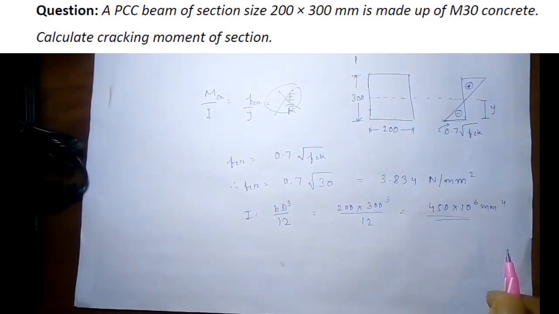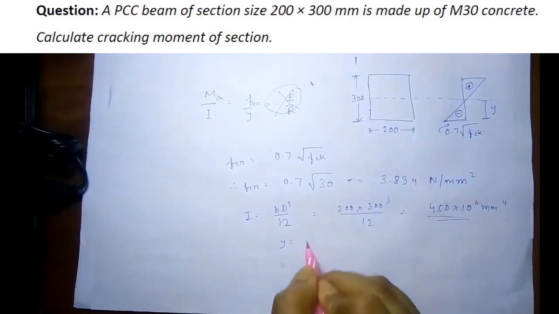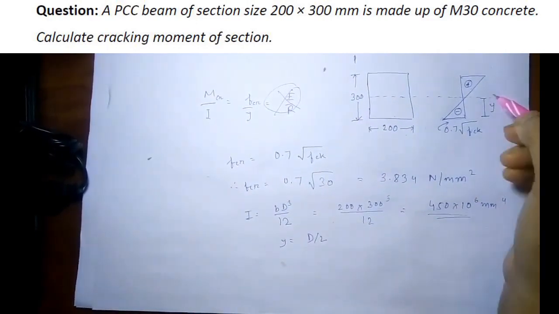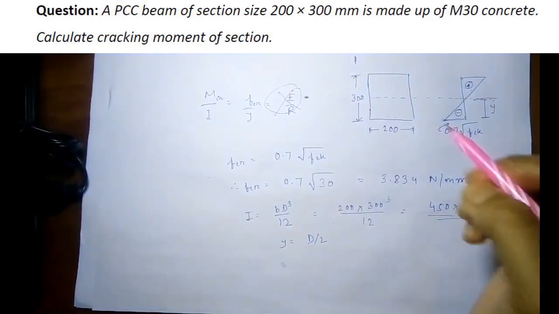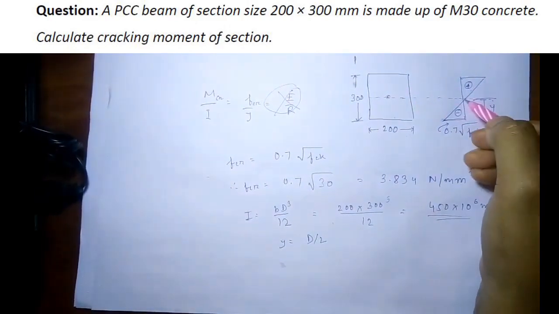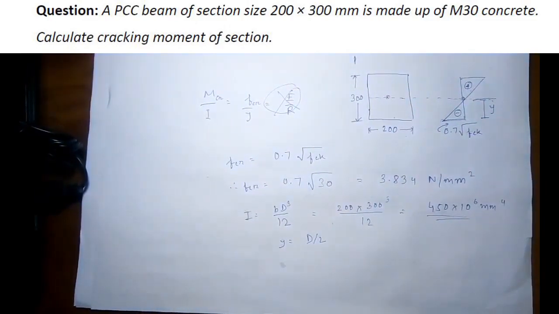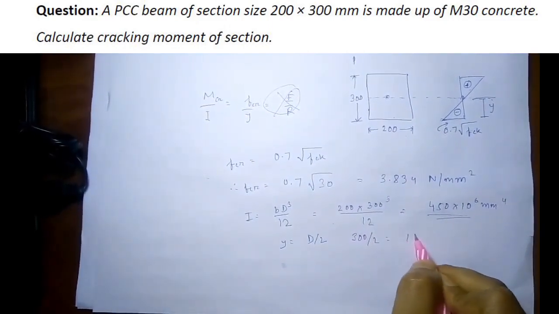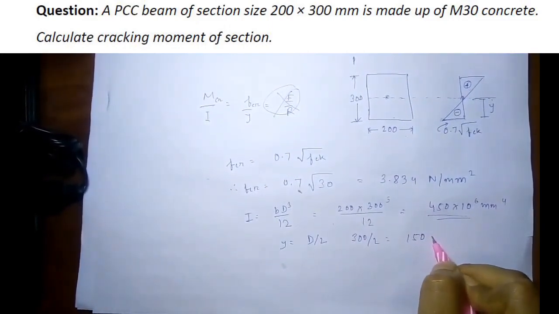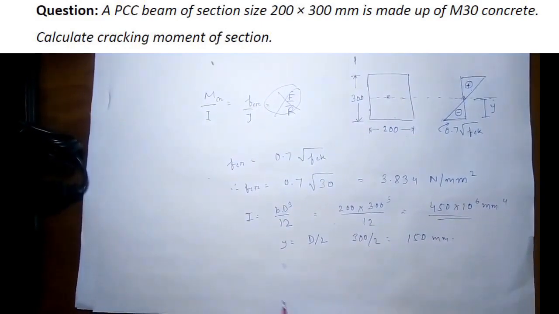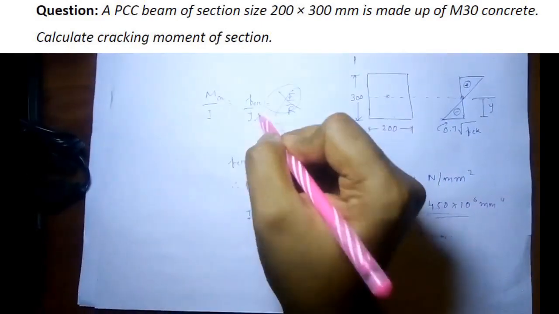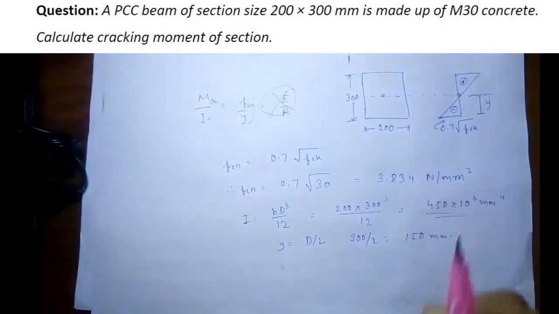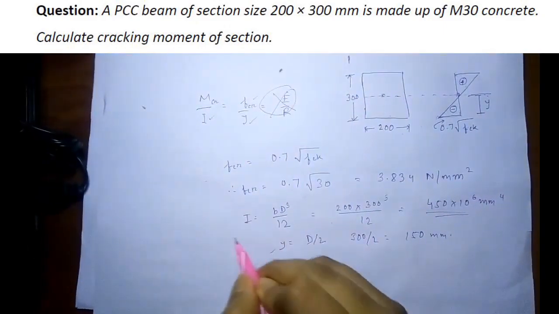So y is nothing but d by 2, because the neutral axis is at the center. It is d by 2, which is 300 by 2, equal to 150 mm. Therefore I have the value of y, I have the value of I, and I also have the value of fcr.